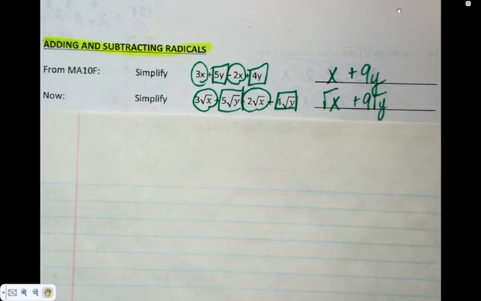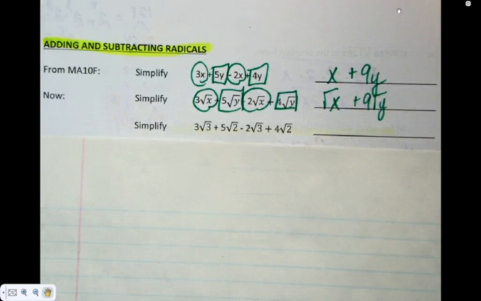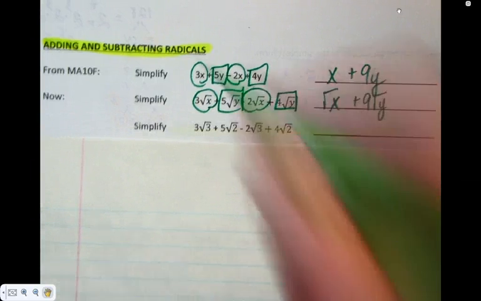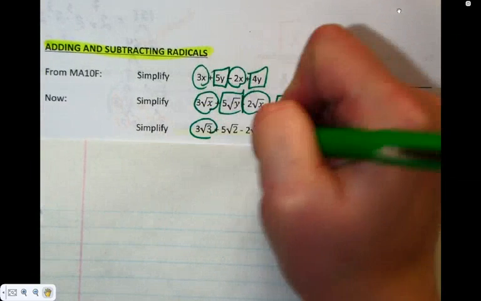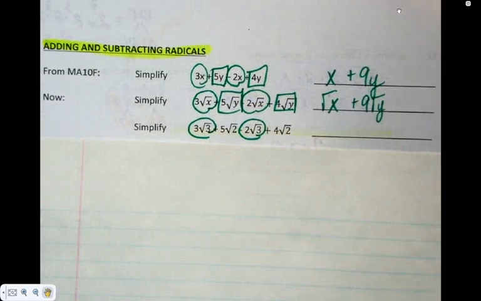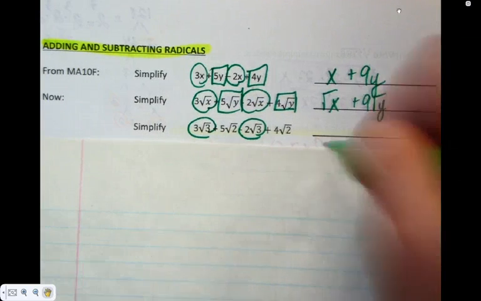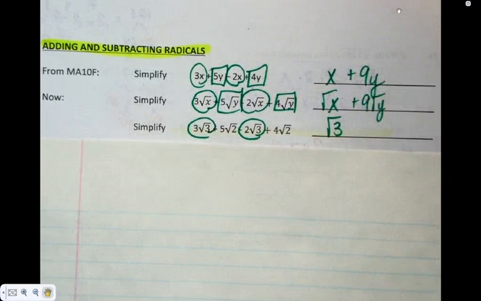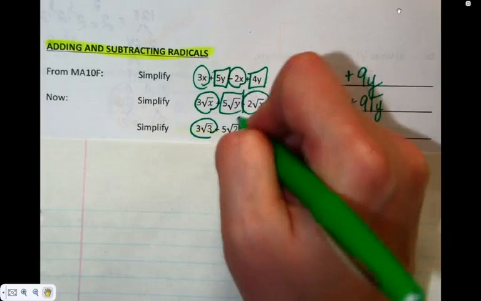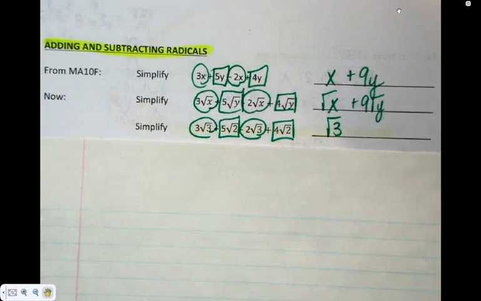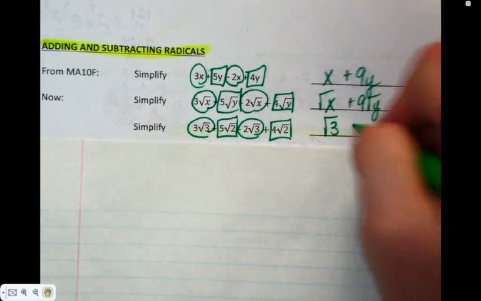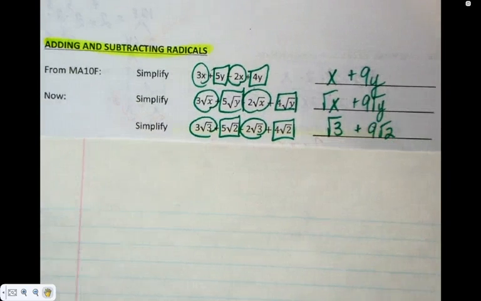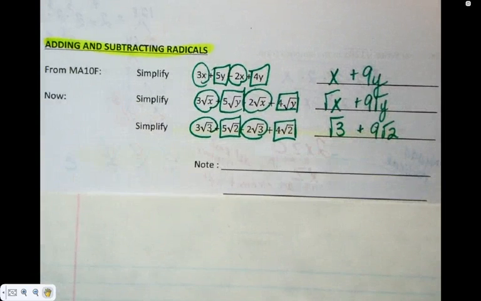Well, sometimes we won't put variables. We'll put numbers under the roots. And that's exactly the same thing. If you have 3 root 3s and you have negative 2 root 3s, how many root 3s do you have? 1 root 3. And if you have 5 root 2s and you have another 4 root 2s, how many root 2s do you have? 9 root 2. And whenever I put note, that means it's something really important. So I always grab a red pen to write the note. It means there's something different about this one or something I want to highlight.